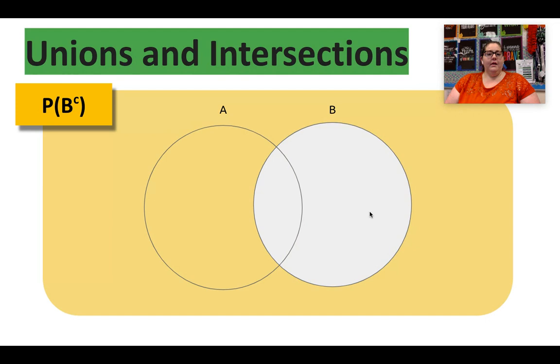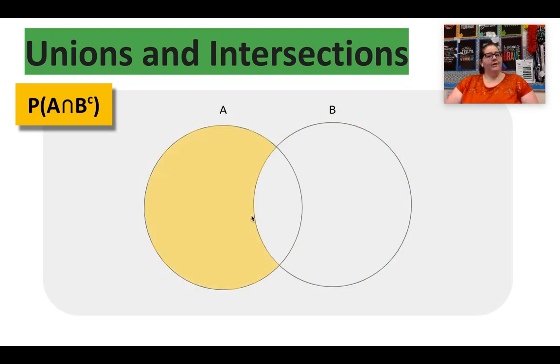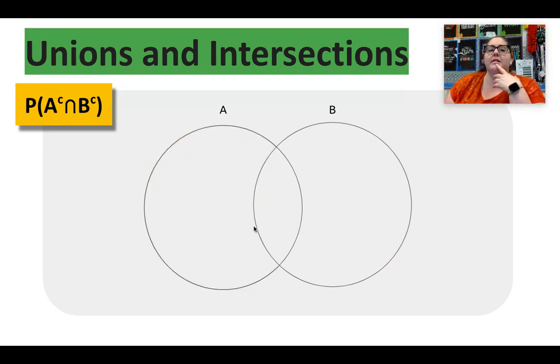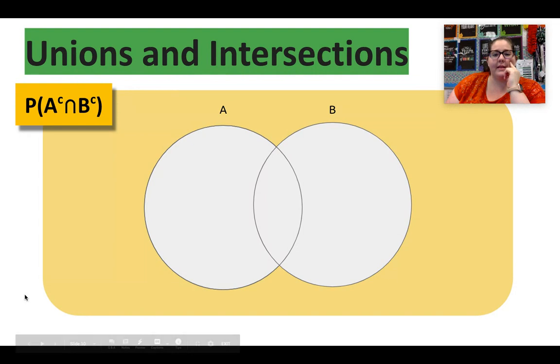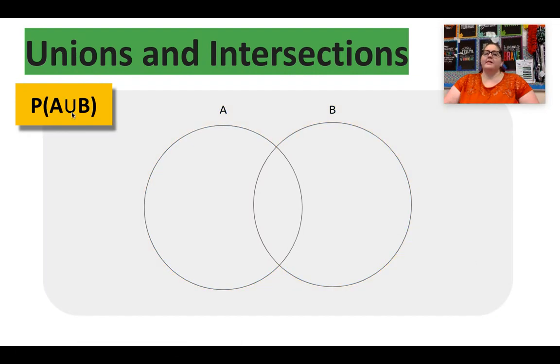So not B would be everything that's not B. So A and not B would be just the A. So we're looking at some of those symbols. So then not A and not B, the A complement and the B complement, would be where those two things intersect. So basically everything outside of both circles. So then we come to this symbol right here.